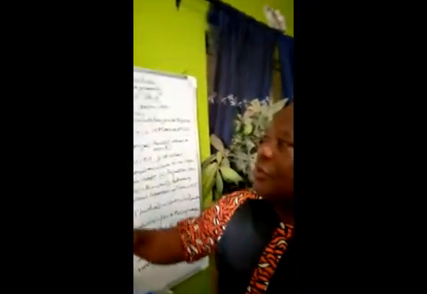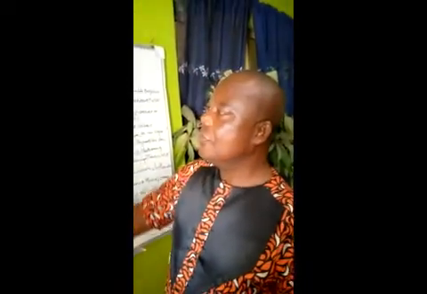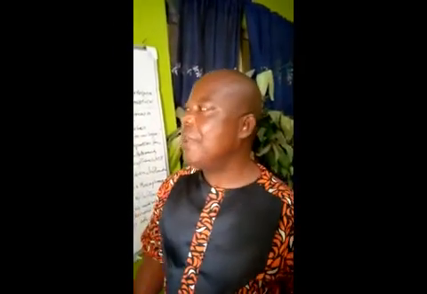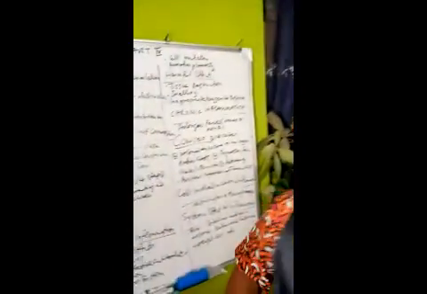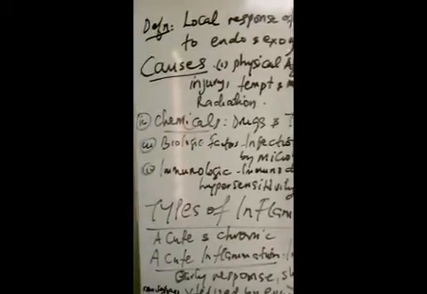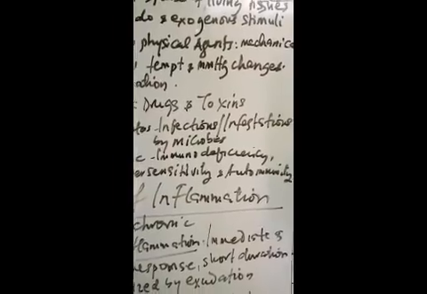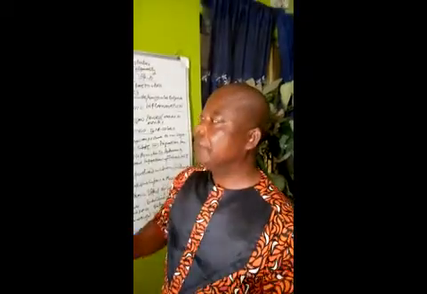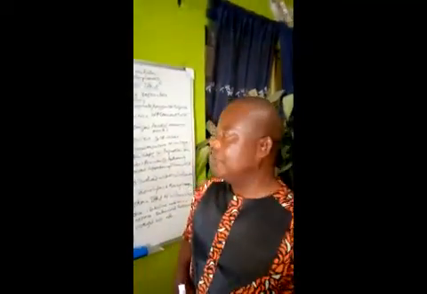What are the causes of inflammation? Causes of inflammation will include physical agents. Example, mechanical injury, temperature and pressure changes, radiation. 2. Chemicals can cause inflammation. These chemicals will include drugs and toxins. 3. Biologic factors. Infections and infestations by microbes, whether the microbe is virus, bacteria, protozoa, or filaria worm, all microbes can cause inflammation.